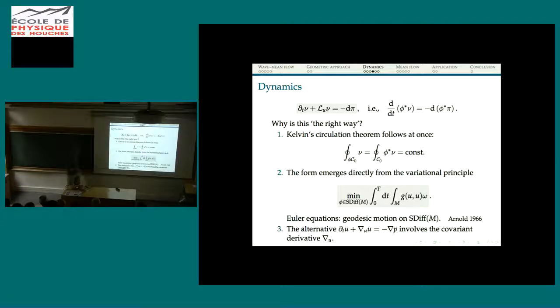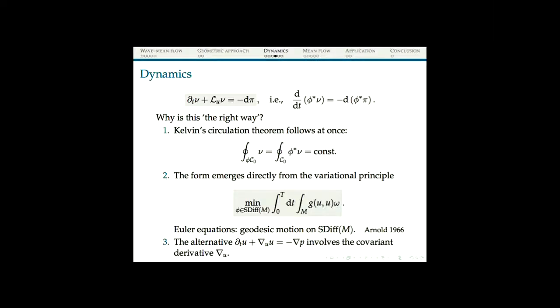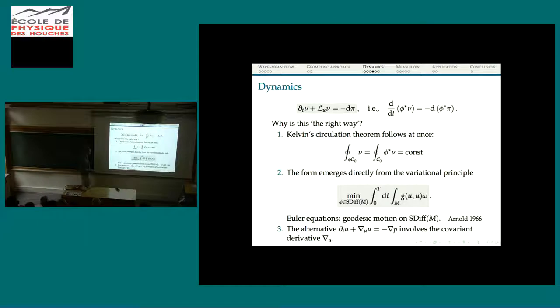And then finally, the generalization of the standard way of writing the Euler equations to manifolds, you can also write it in this way using the covariant derivative. So if you know about it, you know it's a bit complicated, and if you don't, then you don't want to know about it. So this looks harmless, but in fact it's a complicated object. So arguably this is a much cleaner form.